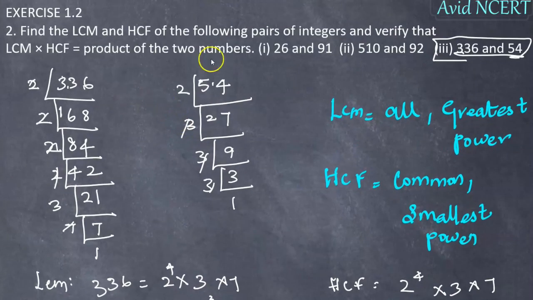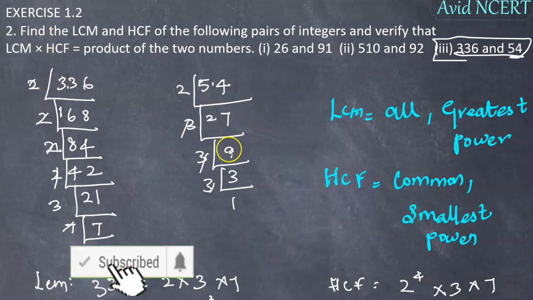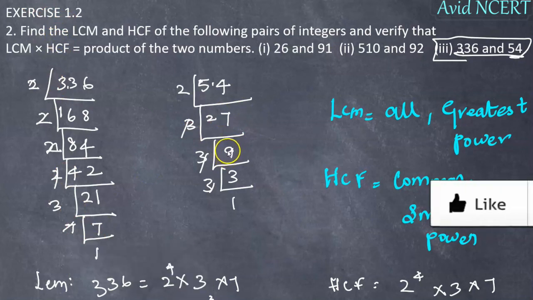This is how the sums are done. Exercise 1.2 second sum is done by this method. Do try these sums. If you have any doubts, please let me know in the comments. I'll try to solve it.